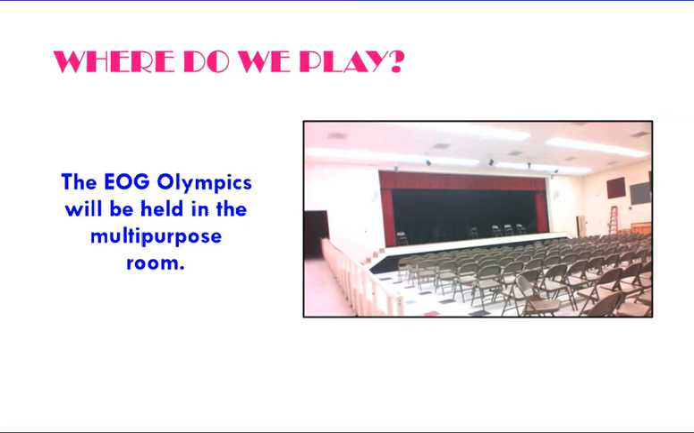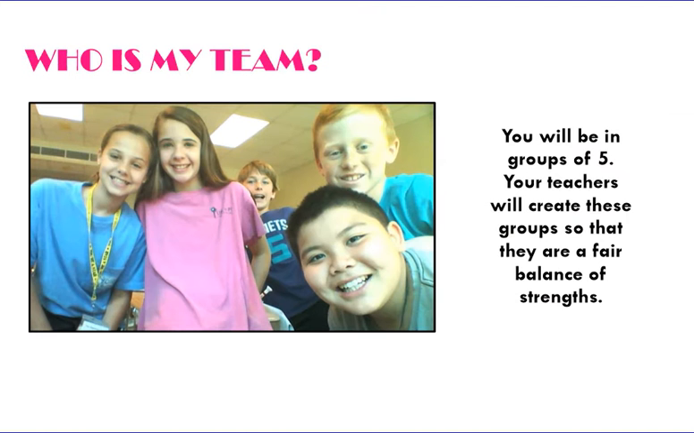So the first question is, where do we play the Olympics? Well, the Olympics will be held in the multi-purpose room. We're going to take all of the chairs, the pianos, and everything out of the multi-purpose room so that we have plenty of space. Now, who is on my team? You'll be in groups of 5. Your teachers have already created these teams so that they're a fair balance of all of your strengths. However, everybody in the Olympics is from the Panthers team.